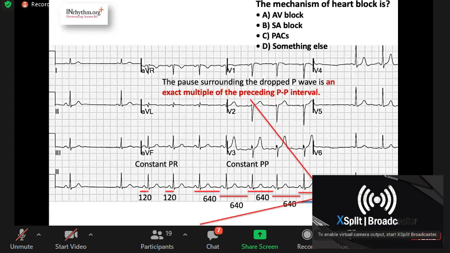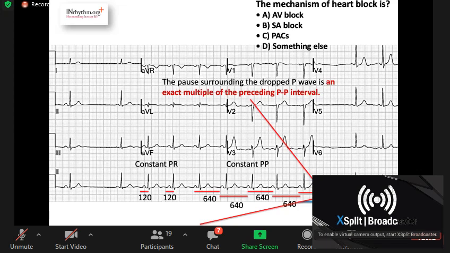That means just like your type 2 AV block, where the PR interval is prolonged but not sequentially prolonging, and eventually you have a dropped beat without any kind of Wenckebach. That is a type 2 AV block. Similarly, in SA type 2 block, you have a fixed PP interval. That means there is no Wenckebach within the SA node, but eventually one of the P waves is not conducted out. So that is a more advanced variety of SA exit block, just like the AV block.